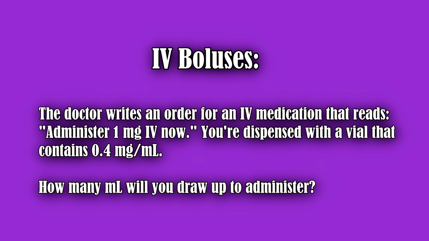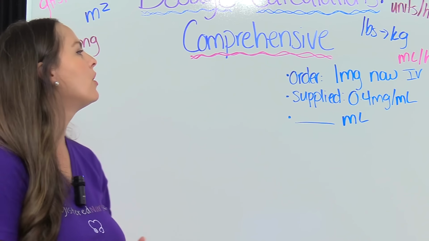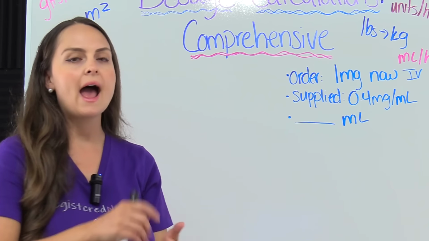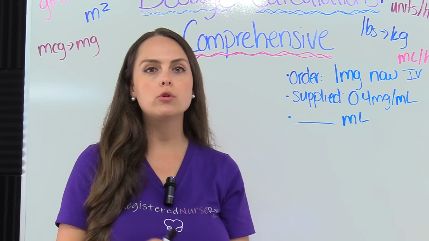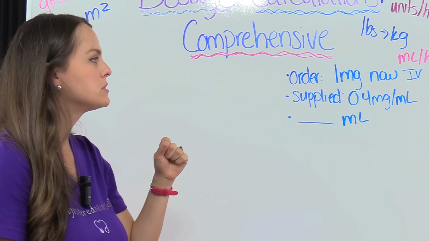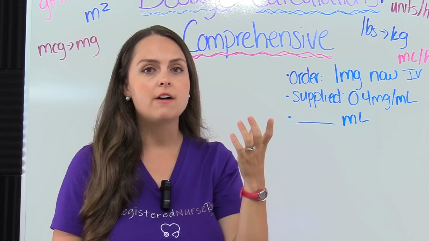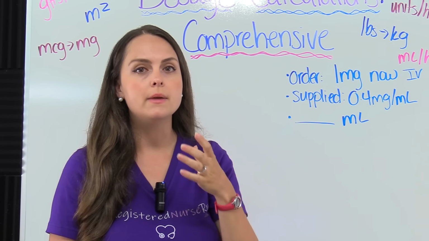for an IV medication that reads, administer 1 milligram IV now. You're dispensed with a vial that contains 0.4 milligrams per mL. How many mLs will you draw up to administer? So here's the important information we need to know to solve the problem, and we're trying to figure out how many milliliters we're going to withdraw from this vial to equal out a 1 milligram dose, because our vial says for every milliliter that is in this vial, it equals 0.4 milligrams.